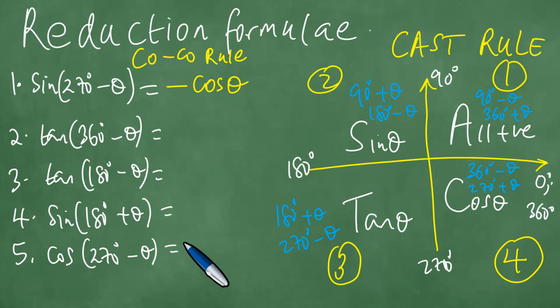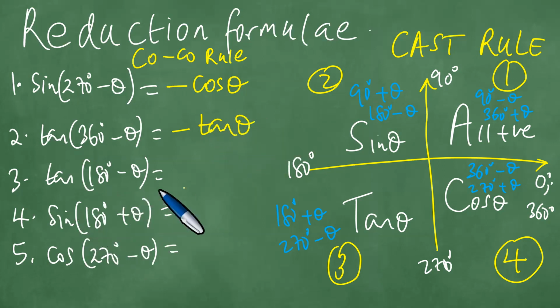What's the answer? Number two. The tangent, negative tan theta. It's negative tan theta. Very correct. If you look at 360 degrees minus theta, you're dealing with the fourth quadrant, where the cosine is the only one that is positive. Therefore, the tangent is going to be negative. And because it's 360, there's no cofunction change, and you only copy the tangent and the theta.